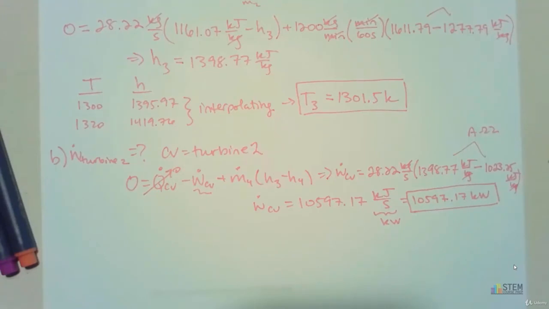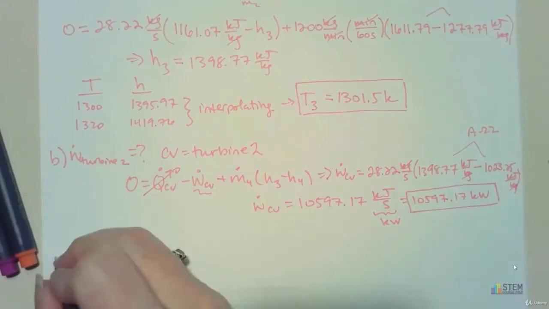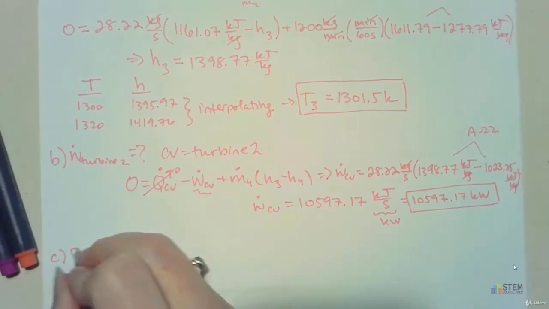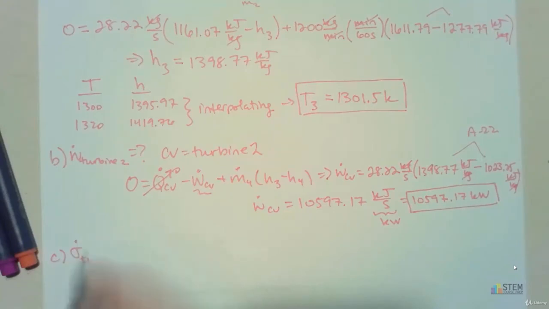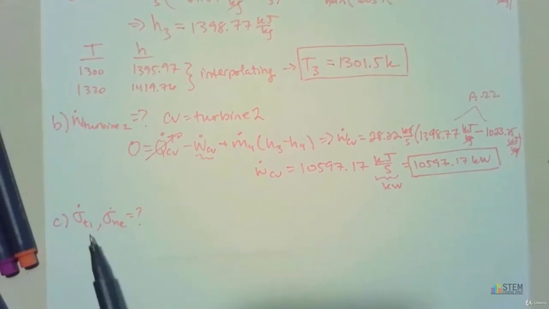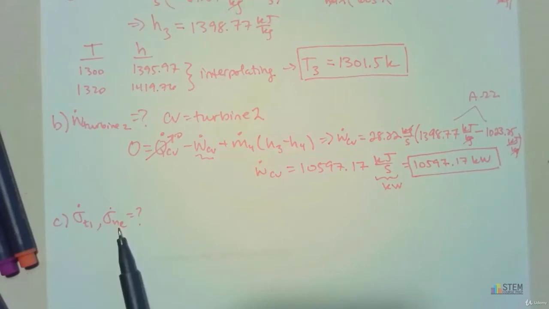A few more things to find. We got to do C and then D. So part C, we're looking for the rates of entropy production for turbine 1 and the heat exchanger. Alright, so we're going to find these two rates of entropy production, turbine 1 and the heat exchanger.